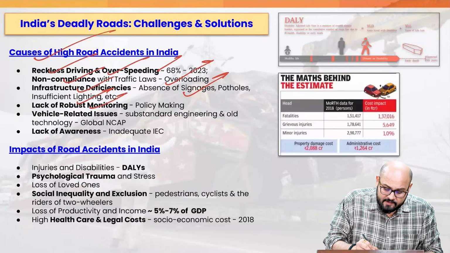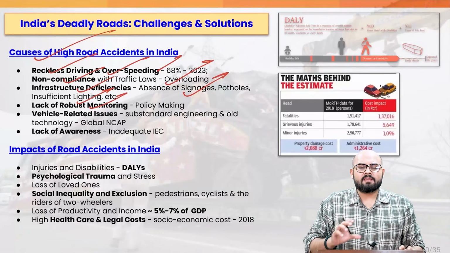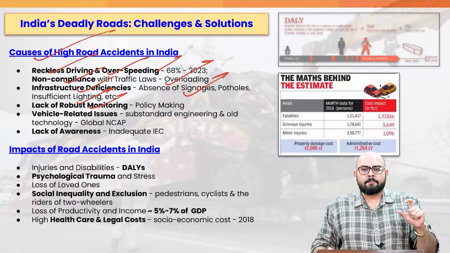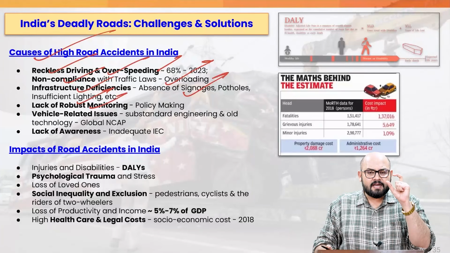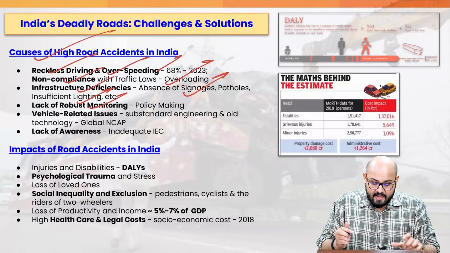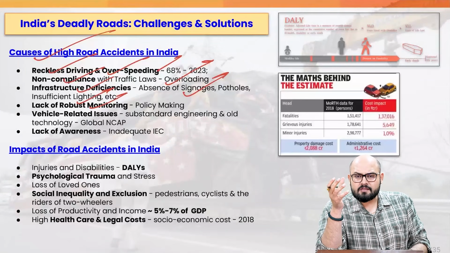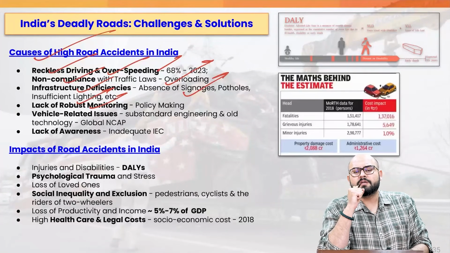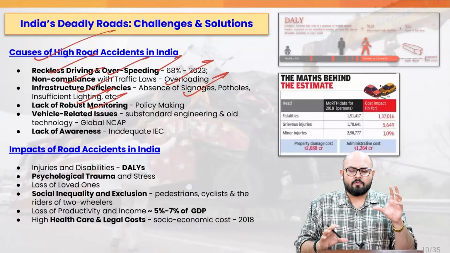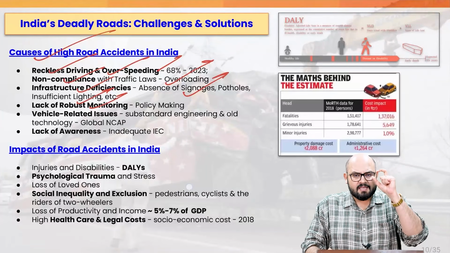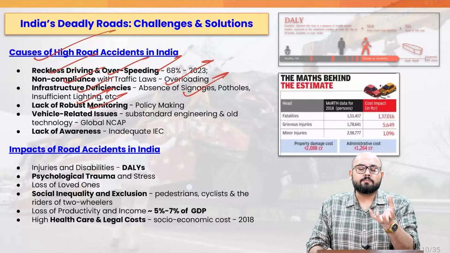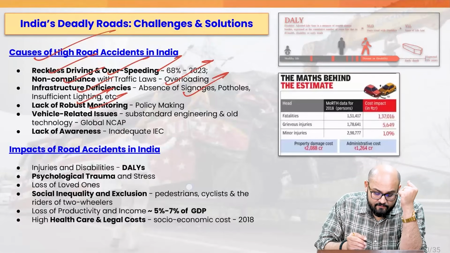Then we have lack of robust monitoring. See, whatever data we have with respect to the number of people who are dying is based on surveys. It's not exact data. So there are issues with the data also. There is no proper, effective monitoring. There are cases where people die on the roads and it's not even reported. For every policy, if we need to come up with a robust policy, there has to be very robust data at the base. That is missing. Then we have vehicle related issues.